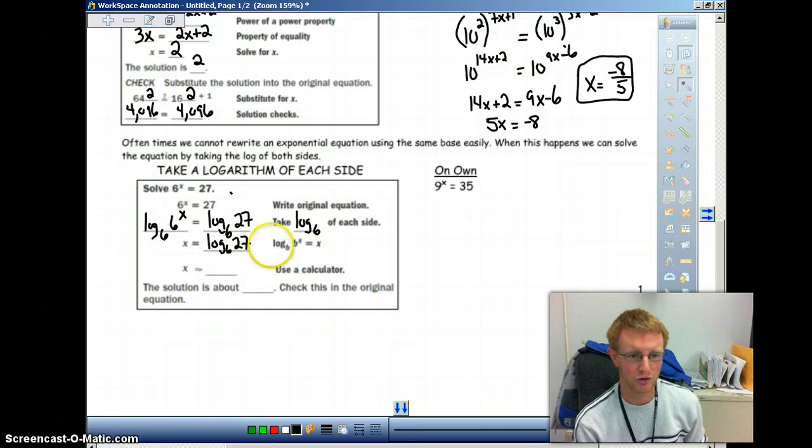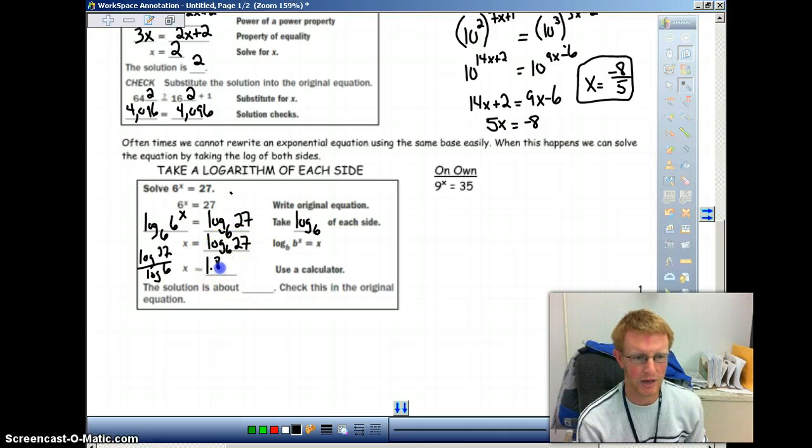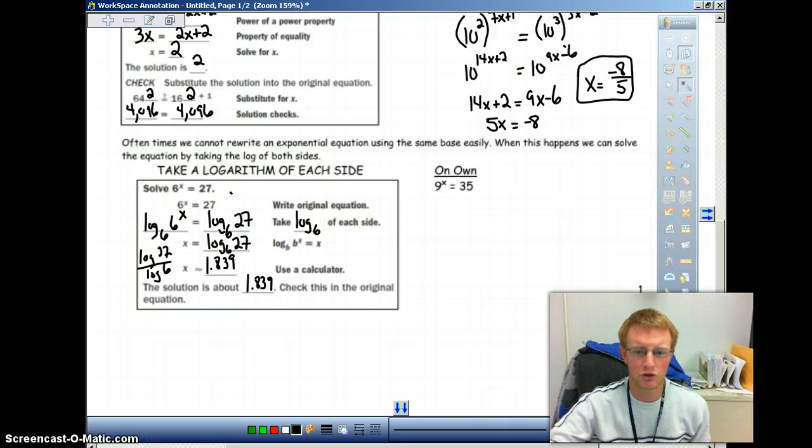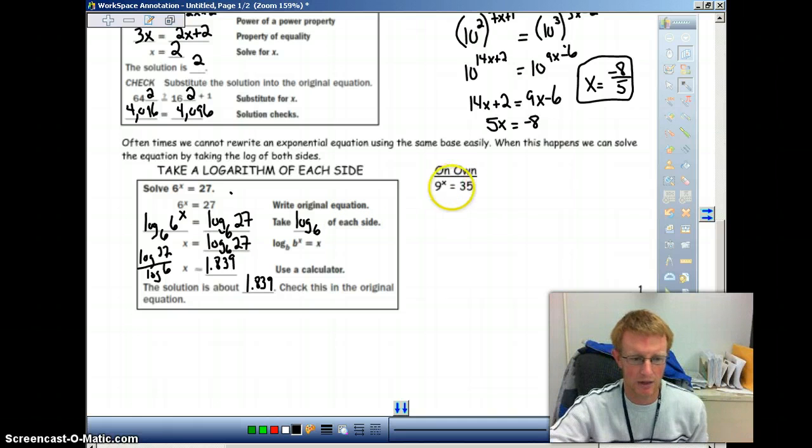And what you can do is you can use a calculator to put it in as a change of base. So in your calculator, you would write log of 27 over log of 6, and you should get approximately 1.839. And again, you can check this in the original equation to make sure that it works. Okay, again, I'm going to hit pause, try this one on your own, and hit play when you're ready.